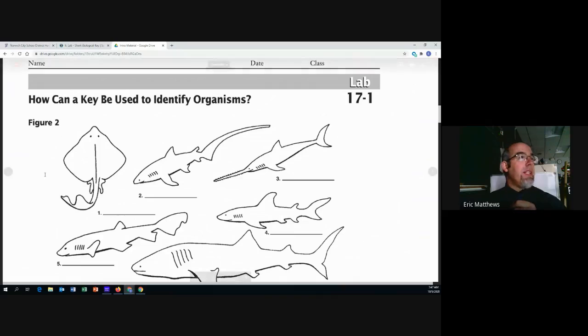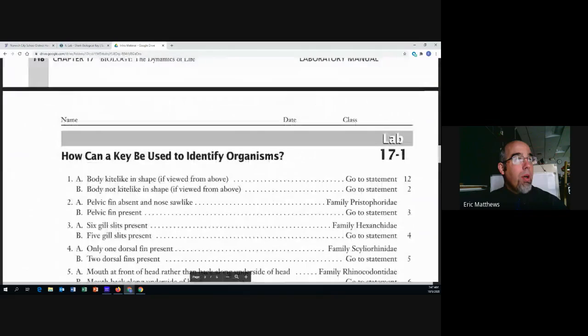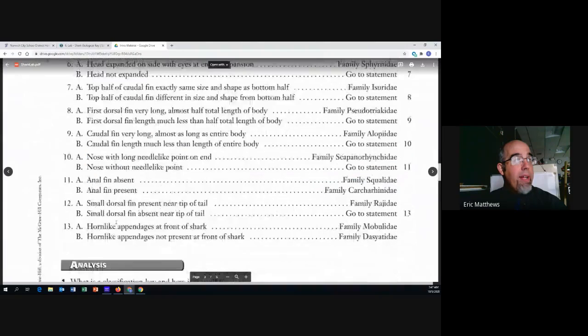Well, that's pretty easy. Looking at it, yeah, it looks like a kite. So according to body kite-like in shape, we're going to go now to statement 12. So we go all the way down here to 12.